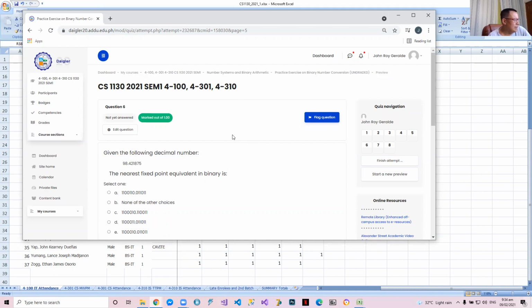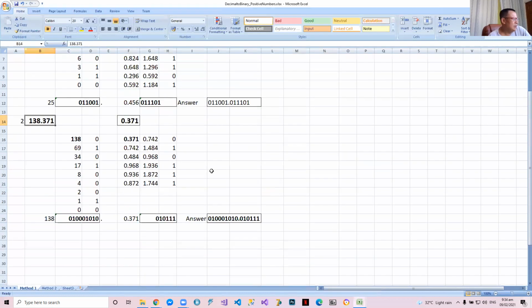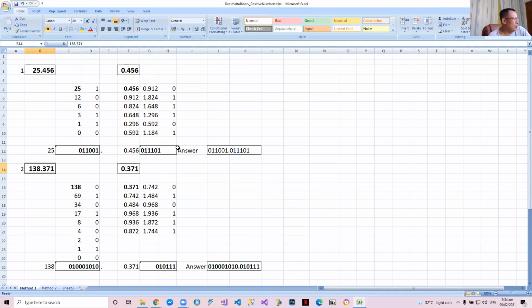So we have an example here, this one, 24.456. Okay. I'm going to give you an improvement in this. So manually, what we do is we convert the positive number, the integer, separately from the fraction. Okay, so we are going to convert 25 and we are going to convert 0.456. Do you follow? Everyone, any questions?